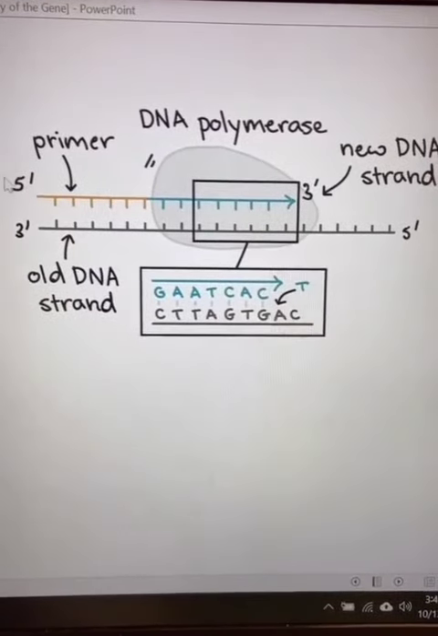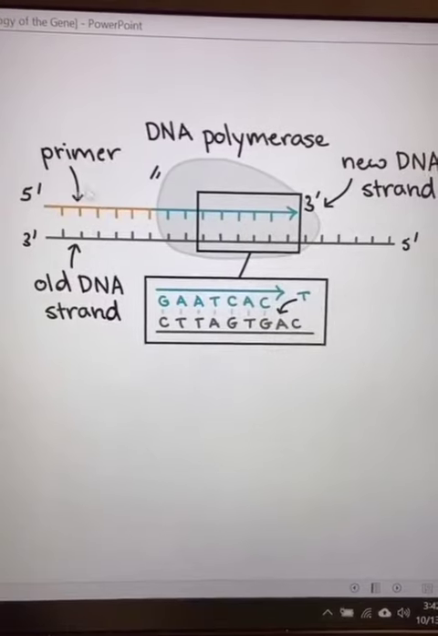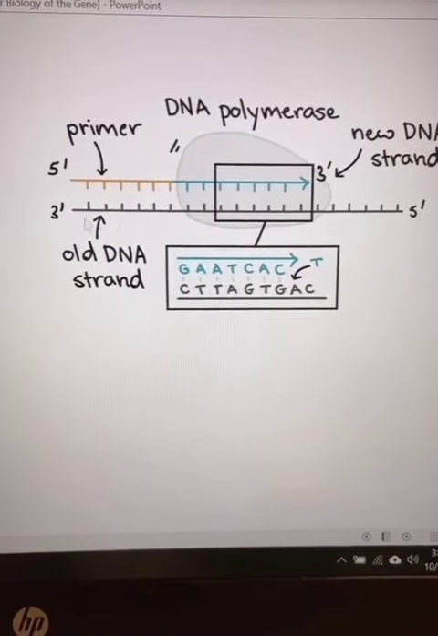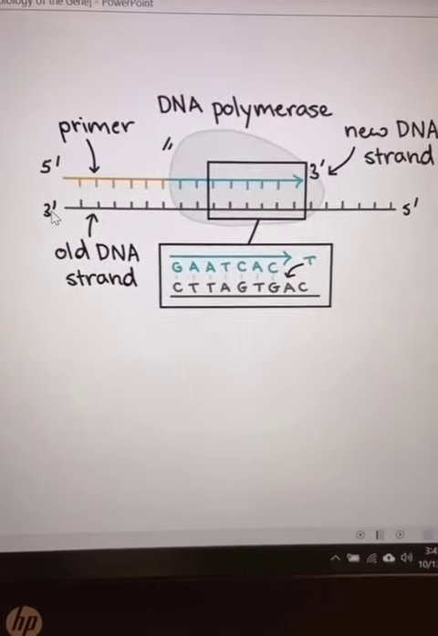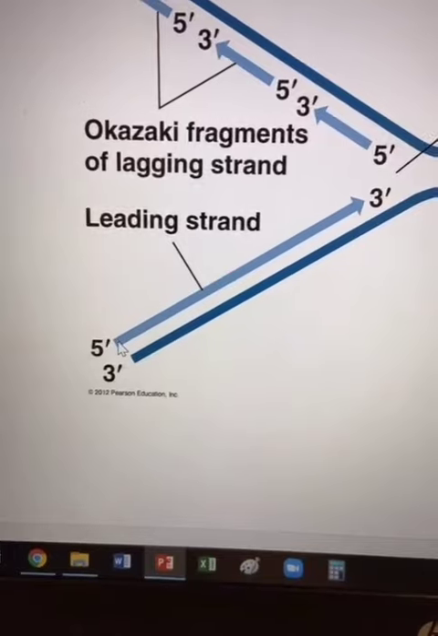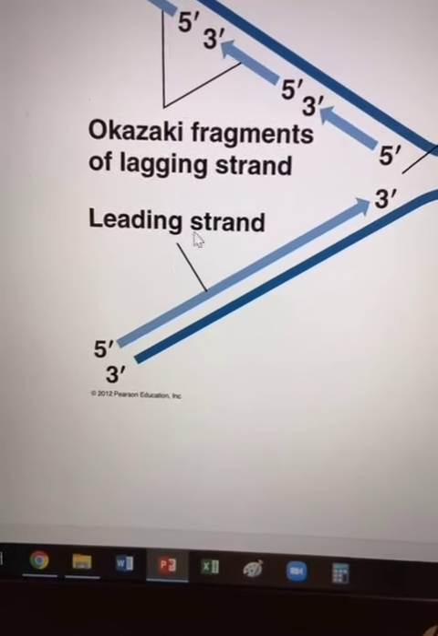DNA polymerase is the enzyme that's going to copy DNA. It makes DNA in a 5' to 3' direction. This means the DNA polymerase is going to run along the original strand of DNA from the 3' to the 5' direction. On this bottom strand, the DNA is going to be made in a continuous path. That's known as the leading strand.